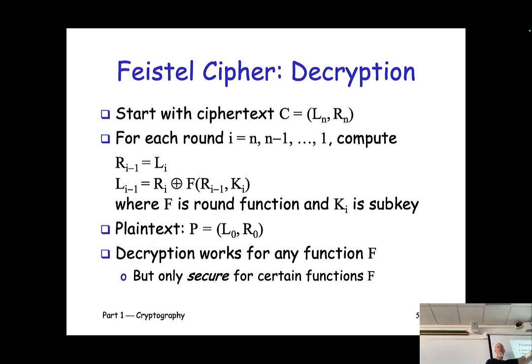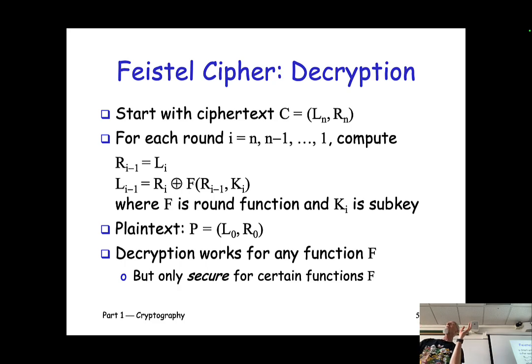So this just says start with the ciphertext, step from n down to 1, and just follow this formula, and you have to get back what you started with. This assumes, of course, that you know the key. If you know the key, you can encrypt and you can decrypt. That's the algorithm. That's how it works.